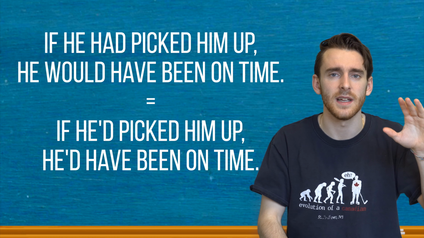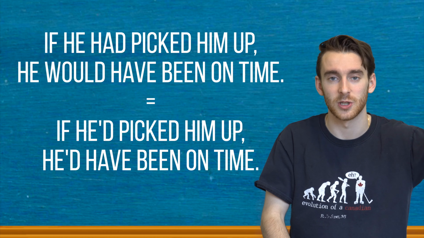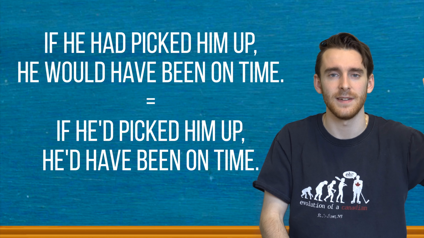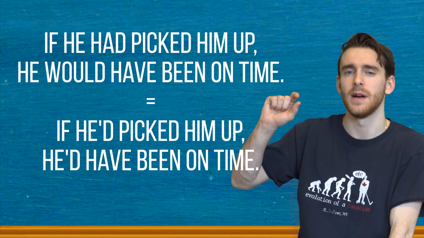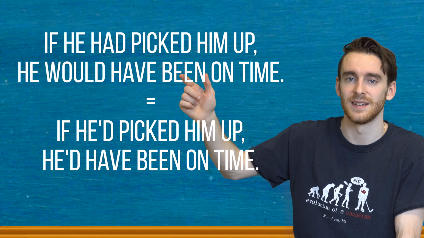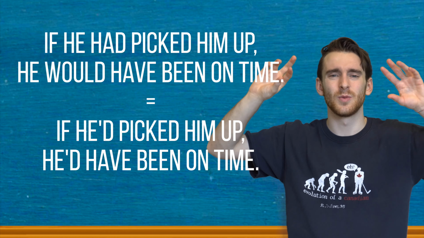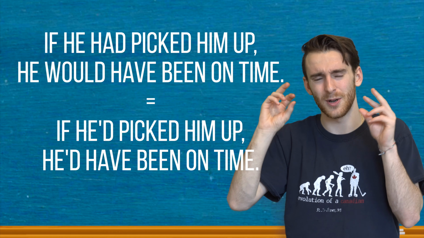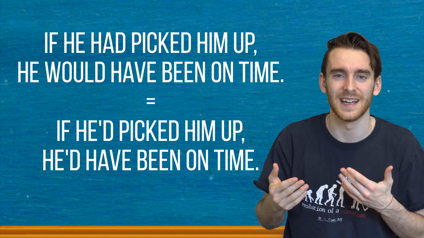In the first one, if he'd picked him up, that's apostrophe D, had. If he had picked him up, he would have been, he'd have been, right? So you can see that there too. So this is where there's this confusion with the apostrophes and when to use had and would. That's where I think the confusion lies.